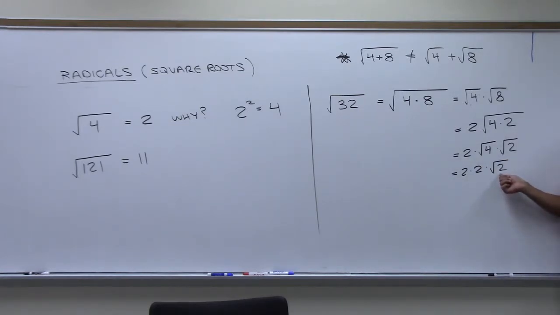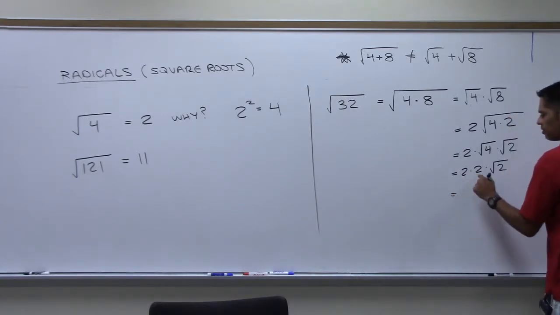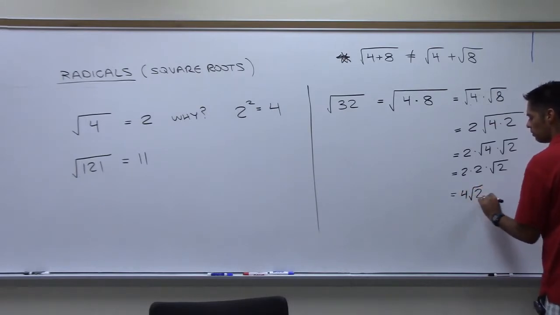How about the square root of 2? Can you think of anything that splits up? The only thing it breaks up to is what? 2 and 1, right? So we have gone all the way. This number right here is prime. It cannot be broken down. It's not a perfect square. So we're done. We have to do 2 times 2, which is 4. We get 4 root 2. Understand?